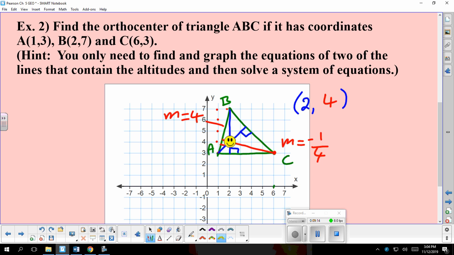All right, that wraps up all of our points of concurrency. So let's finish this list over here. And then you can jot that down maybe in the bottom, right underneath the graph in your note packet, so you have those all in one spot.